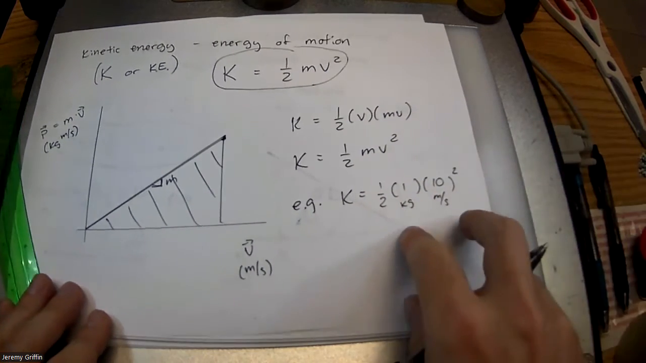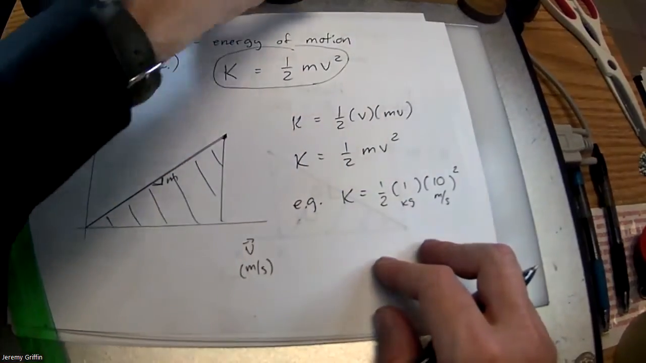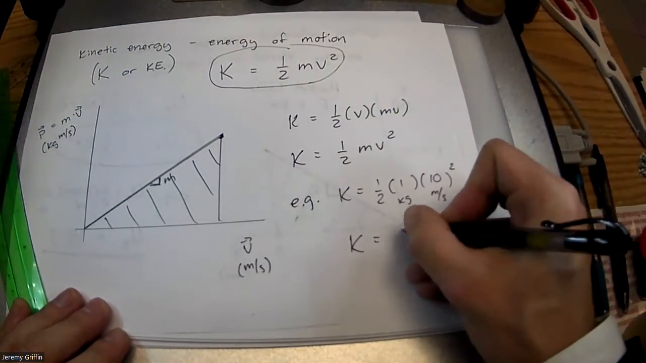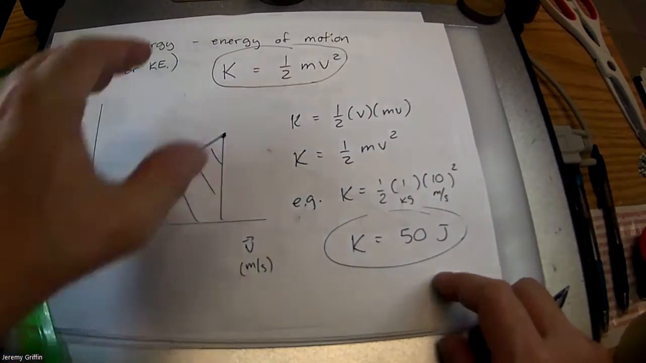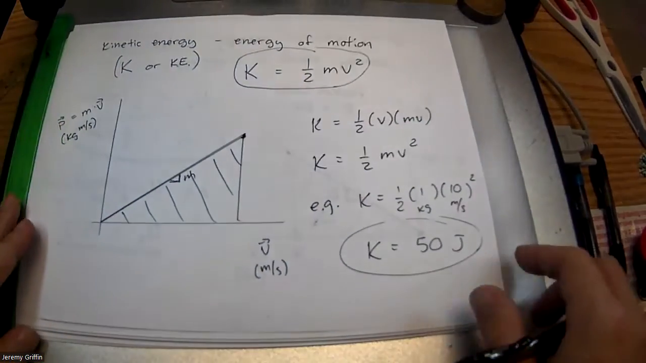Right? 1 kilogram, this guy going at 10 meters per second. Pretty good speed. 10 squared is 100, divided by 2 is 50. You're looking at 50, and the unit would be joules. So the 50 joules of energy associated with, say, this object moving at 10 meters per second. Okay. Is that right?